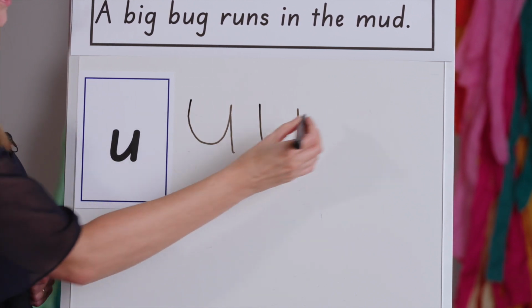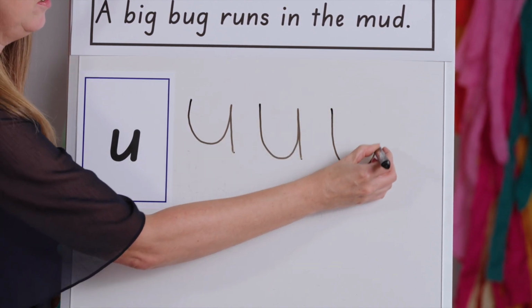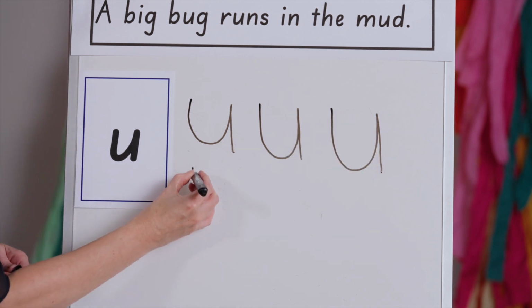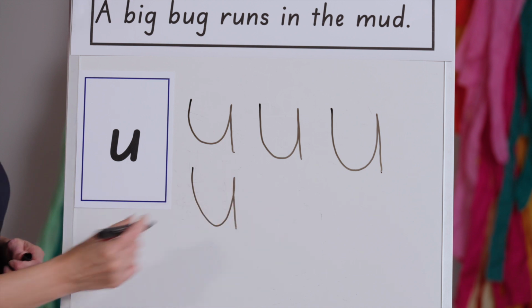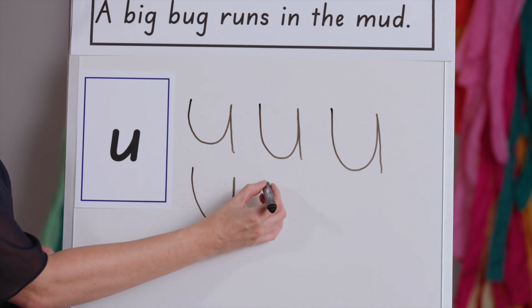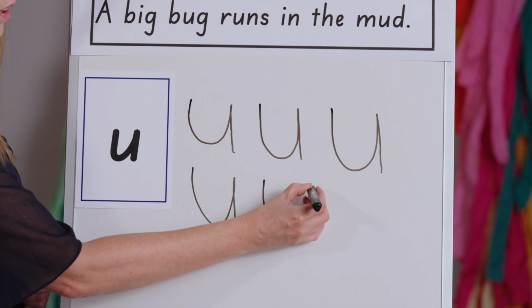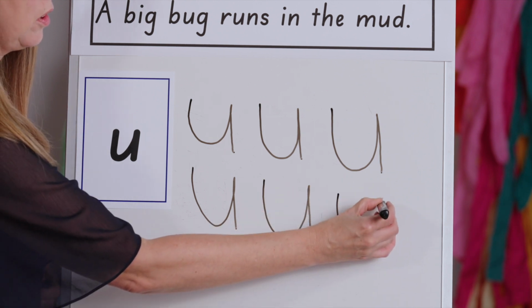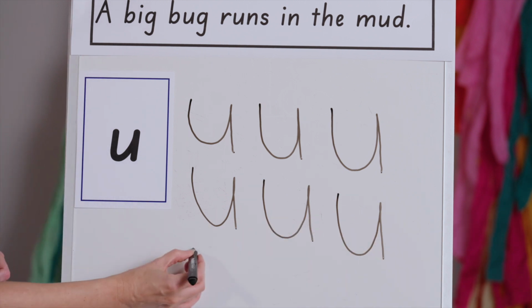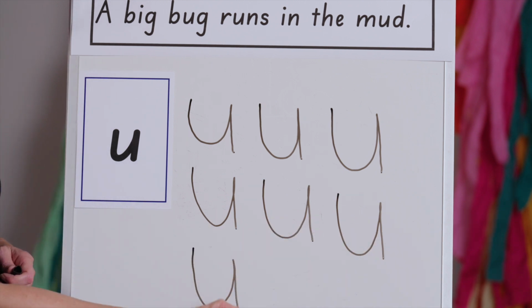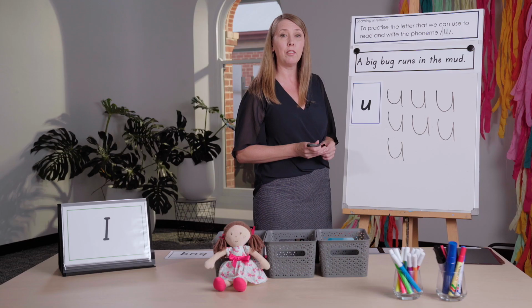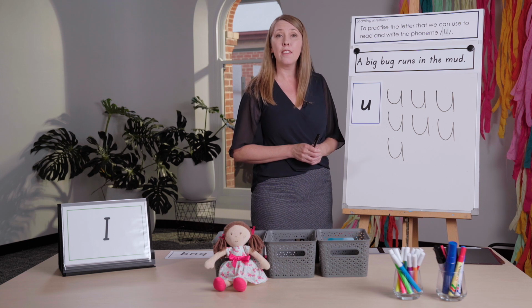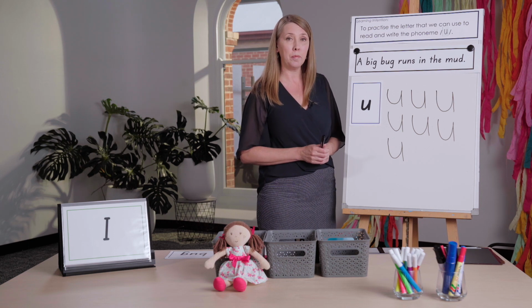Let's do it 5 more times. Are you ready? Down, curl, up, and down, U. Down, curl, up, and down, U. Down, curl, up, and down, U. U. One more. U. Great writing, everyone.